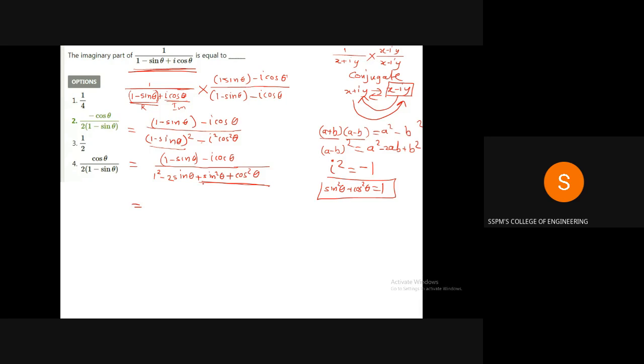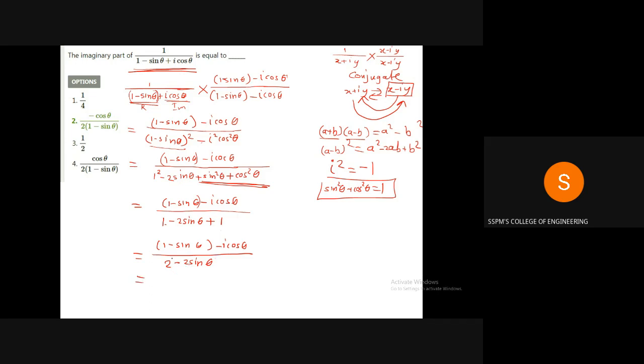In the numerator, nothing is going to change: 1 minus sin theta minus i cos theta. Divided by 1 squared is 1, minus 2 sin theta plus what is sin square theta plus cos square theta? It is again 1. So again we will write 1 minus sin theta minus i cos theta divided by 1 plus 1, which is 2 minus 2 sin theta.